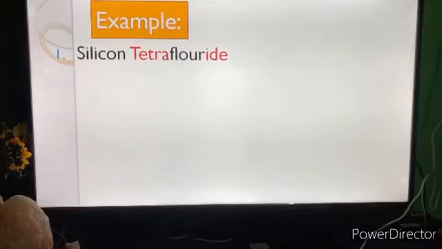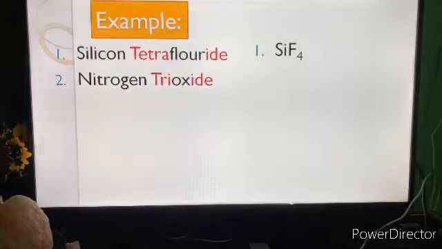Okay, so for example, silicon tetrafluoride. The prefix tetra means 4. So how are we going to write it? The symbol of silicon is Si, and the symbol of fluoride or fluorine is F. Then we indicate the number of atoms in fluoride. Tetra means 4, so it will become SiF4. Second one, nitrogen trioxide. The symbol of nitrogen is N and the symbol of oxygen is O, while the meaning of the prefix tri is 3, so it will become NO3.